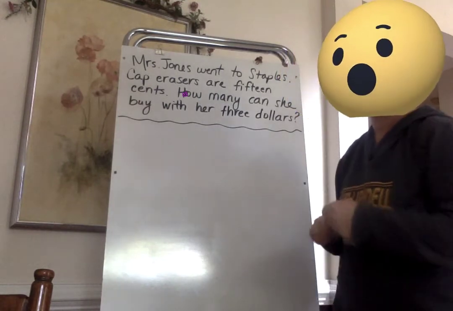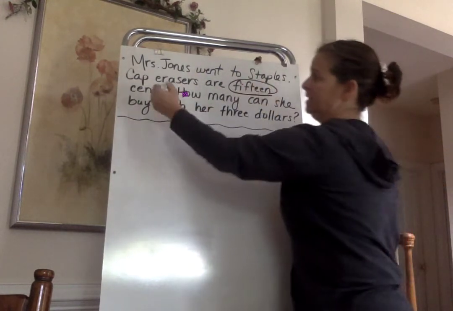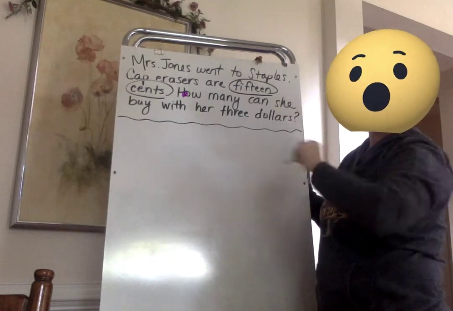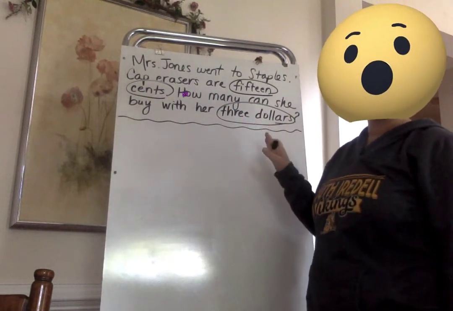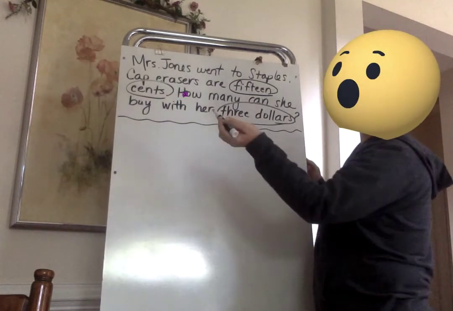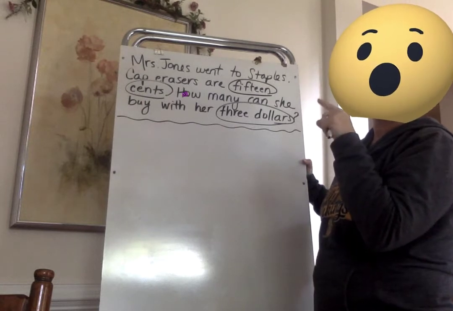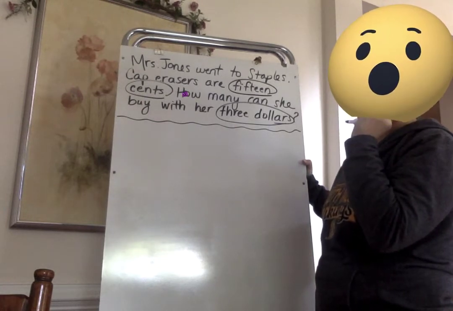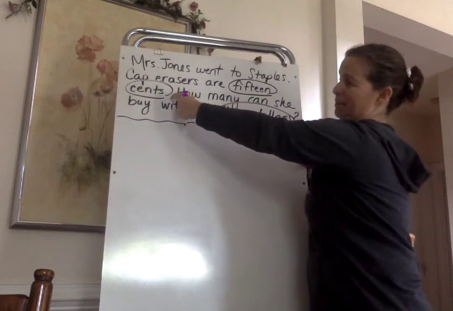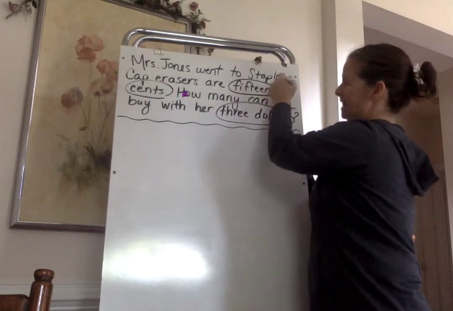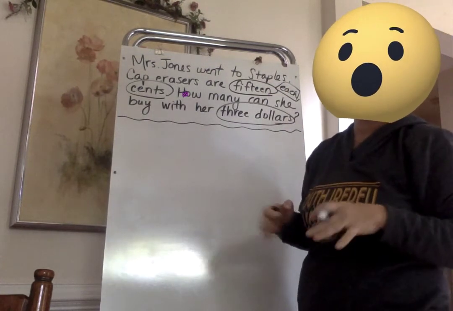Right, so let's first use cubes. Mrs. Jones went to Staples and cap erasers are 15 cents. How many can she buy with her $3? So we're circling our numbers even though they're words, they are numbers. Let's box some keywords. What keywords do you see in there? Cap erasers are 15 cents. This is an each word problem because each one's going to cost a certain amount.